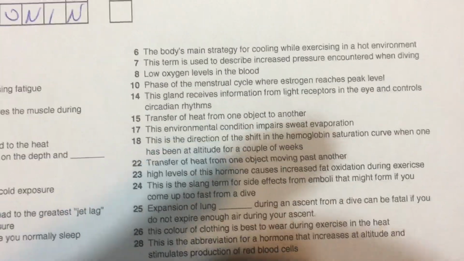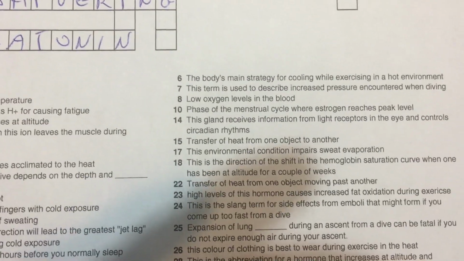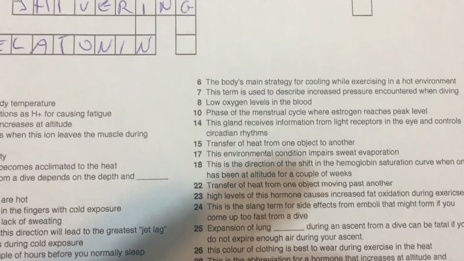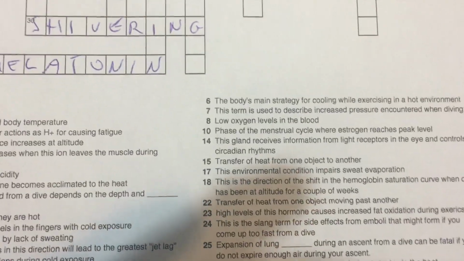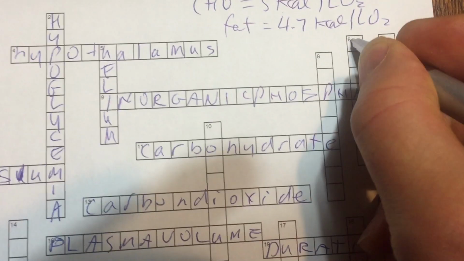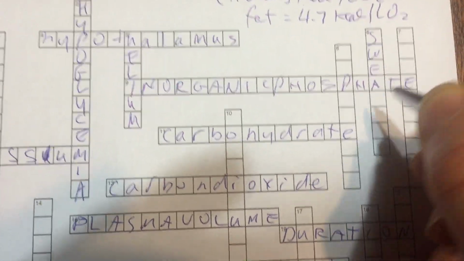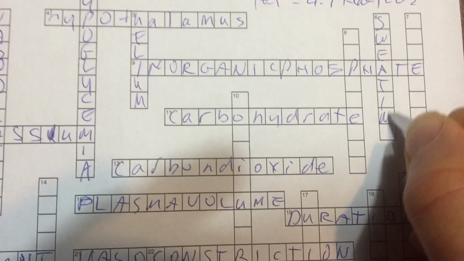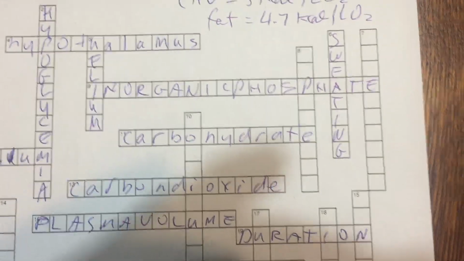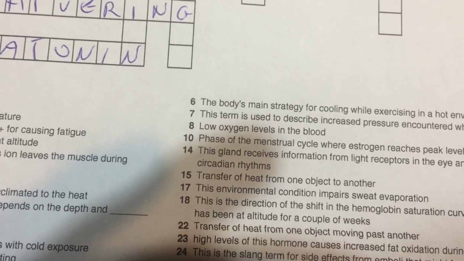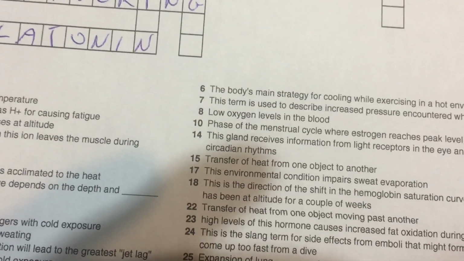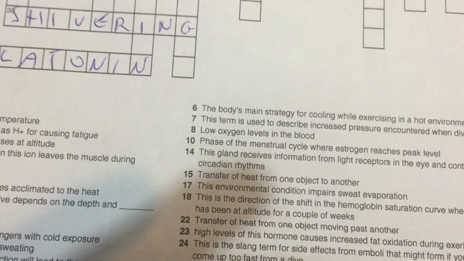6 down, the body's main strategy for cooling while exercising in a hot environment, and this refers to sweating. So when your sweat evaporates, it causes the skin to become cooler. 7 down, this term is used to describe increased pressure encountered when diving. This would be hypobaria.